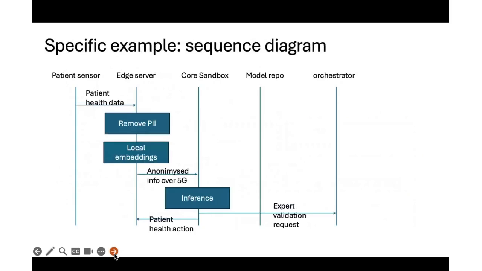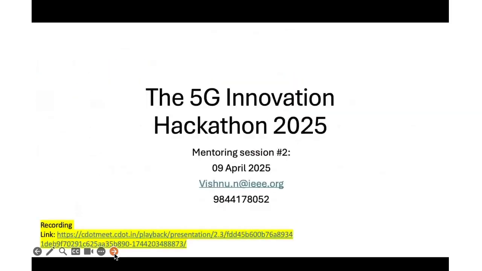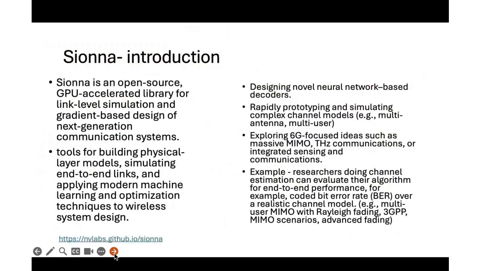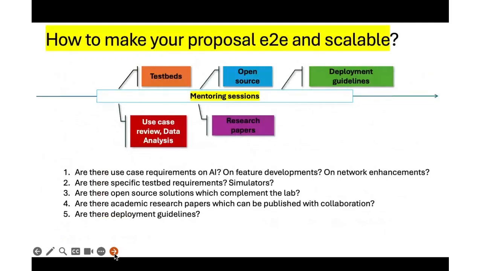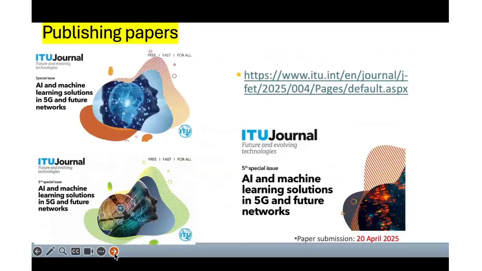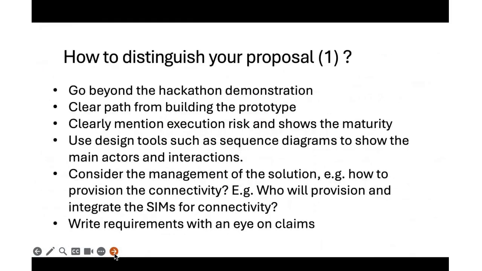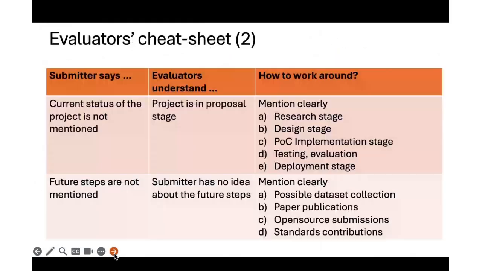Then we looked at this design artifact for sequence diagram. Then we looked at requirements. Then we looked at increasing the novelty tool sets. And then we looked at data sets, publishing papers, and webinars. Then today we looked at how to distinguish your proposal.